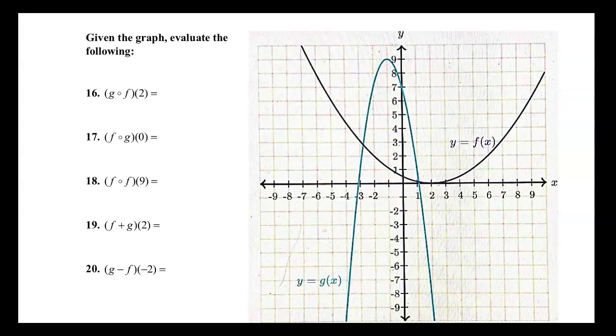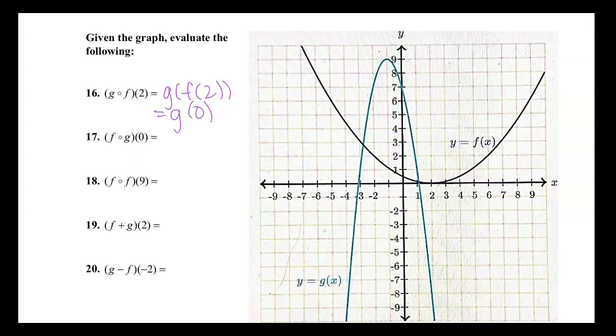For question number 16, the first thing we need to do is try to identify g composed with f of 2. So when I find g composed with f of 2, I'm going to write this as g of f of 2. And I need to look at my graph. I'm working from the inside out, so we're going to start with f of 2. The f function is this parabola opening up here. Looking at that parabola, when your x value is 2, what's your y value? This little point, that's 0. So we're going to rewrite this as g of 0.